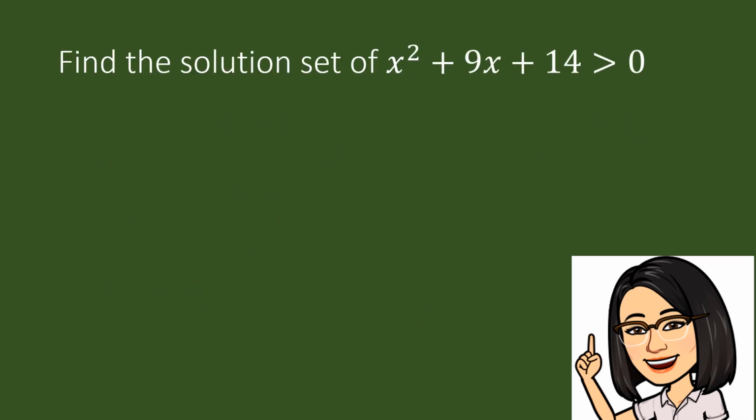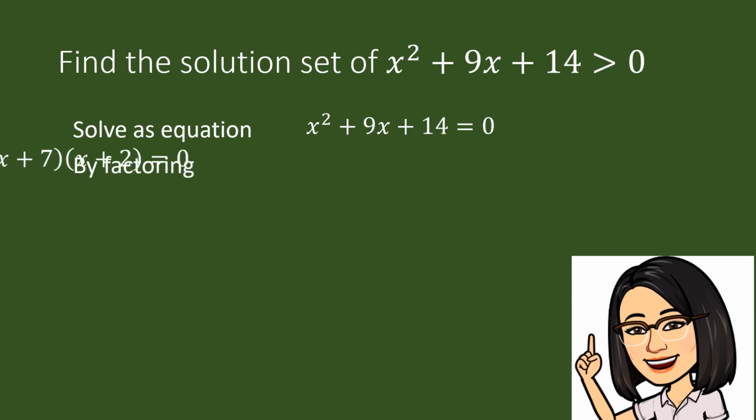Now let us find the solution set of x squared plus 9x plus 14 is greater than 0. Solve the inequality similar to addition. So x squared plus 9x plus 14 is equal to 0. Then by factoring, the quantity of x plus 7 times the quantity of x plus 2 is equal to 0.